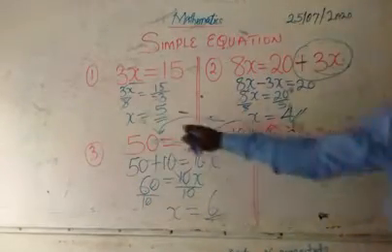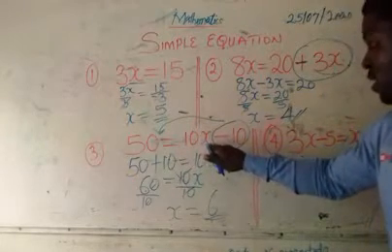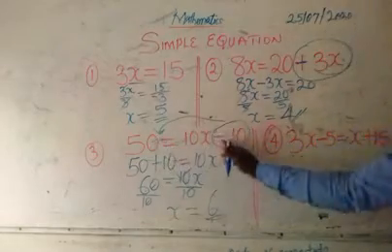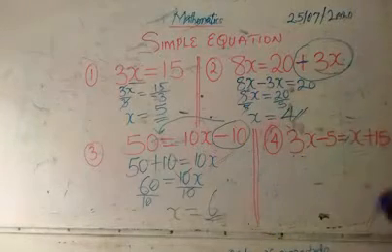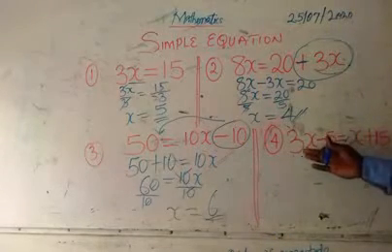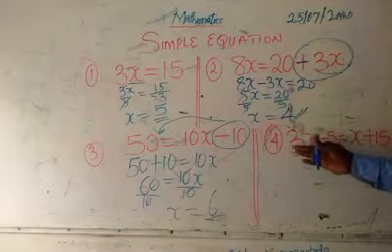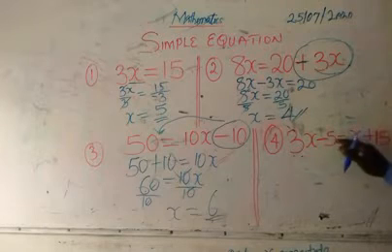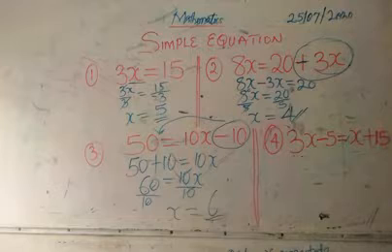So when you put in 6 here, you see that 10 times 6 will give us 60. 60 minus 10 is equal to 50. So 50 is equal to 50. Therefore, our answer is correct. Now, the final question we have here is 3x minus 5 equal to x plus 15.